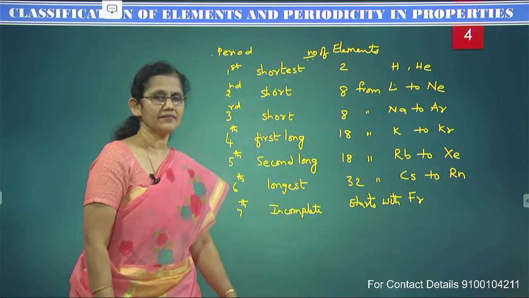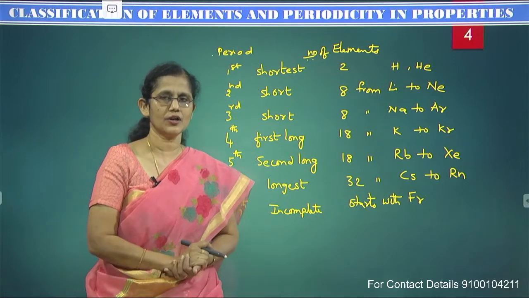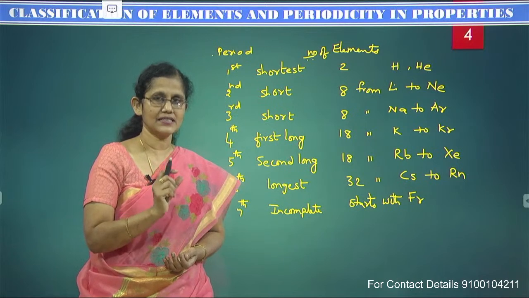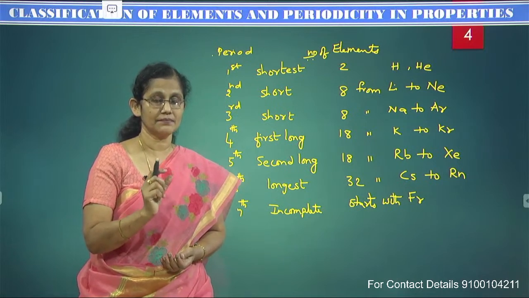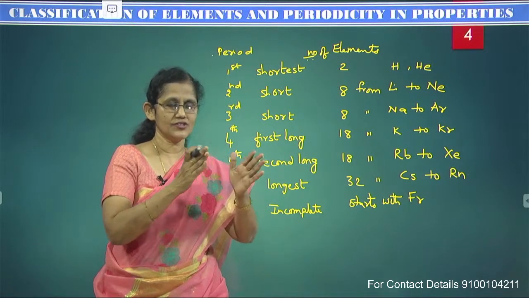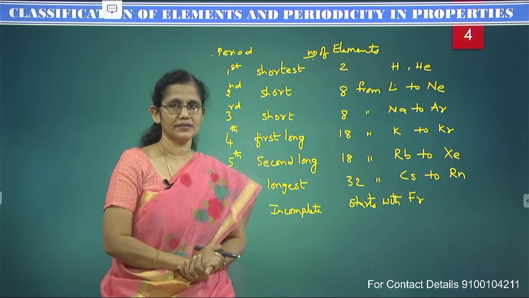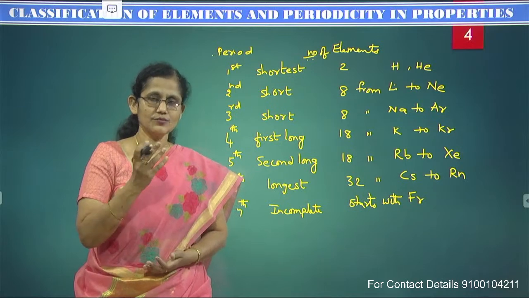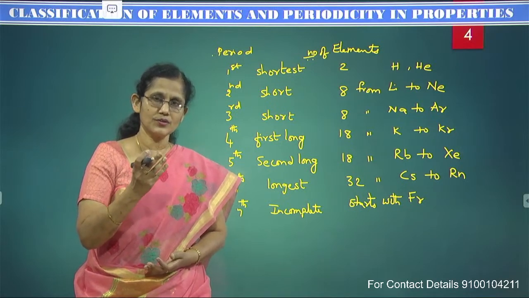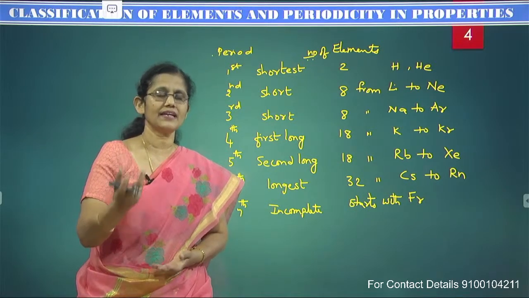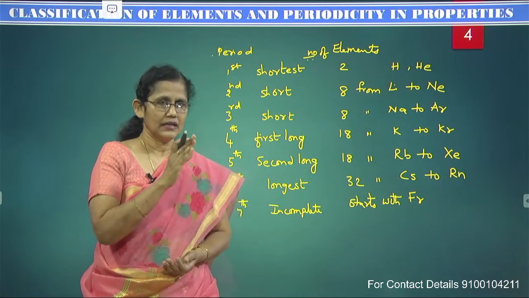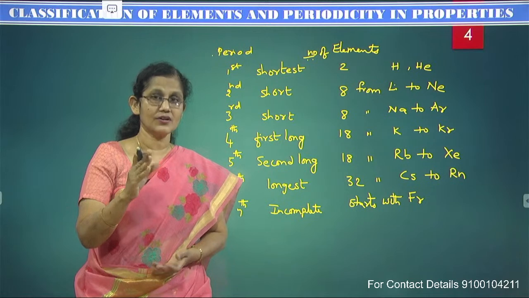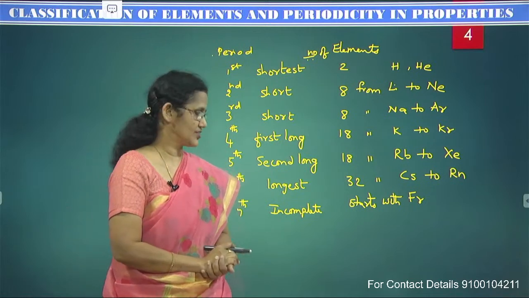So this is briefly about the 7 periods in the long form of the periodic table. The main basis for classification here is atomic number. Elements are arranged in the increasing order of atomic number. Atomic number means number of protons. In any neutral species, the number of protons is equal to the number of electrons. So elements are arranged in the increasing order of atomic numbers or electronic configuration.